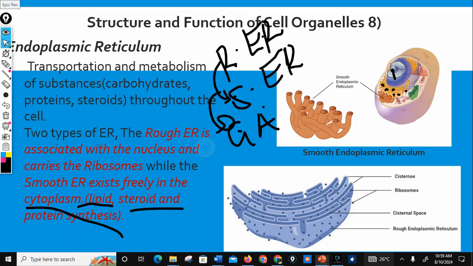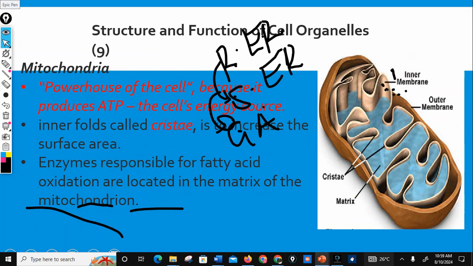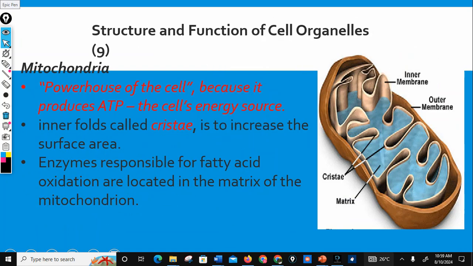Now, the next one is the mitochondria. This is my big guy here. I like him a lot because he's the powerhouse of the cell. And what does it do? It produces the major energy currency, which is ATP. The energy currency of the cell is ATP, and it's produced in the mitochondria.